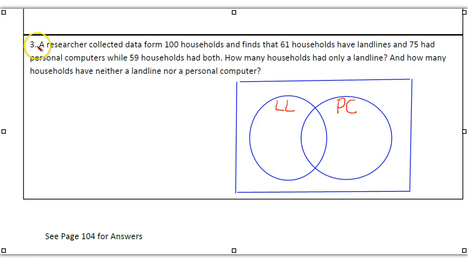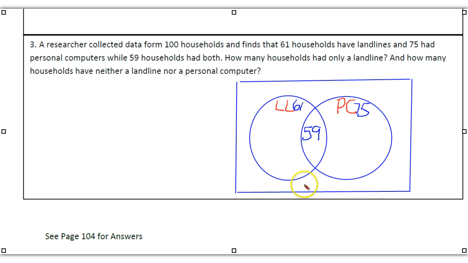As we go into number 3 now, we have 100 households. 61 of the households have landlines. So we've set that up as landlines, and the others are personal computers, PC. So let's start putting our data in here. 61, and this is 75. And 59 had both. So this is really helpful here. 59 had both.